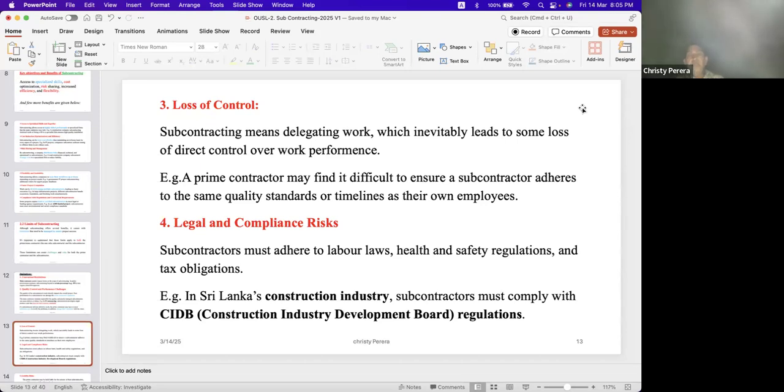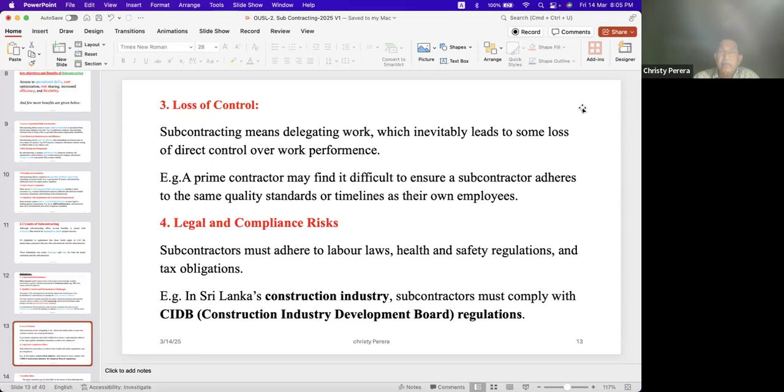The contractor, of course, has very good control over his employees, because he has supervisors, managers, everybody. They will listen to their bosses. But subcontractors' people sometimes will not listen to the main contractor or the main contractor's supervisors. So if there is loss of control, then those supervisors will not have enough control over those works.